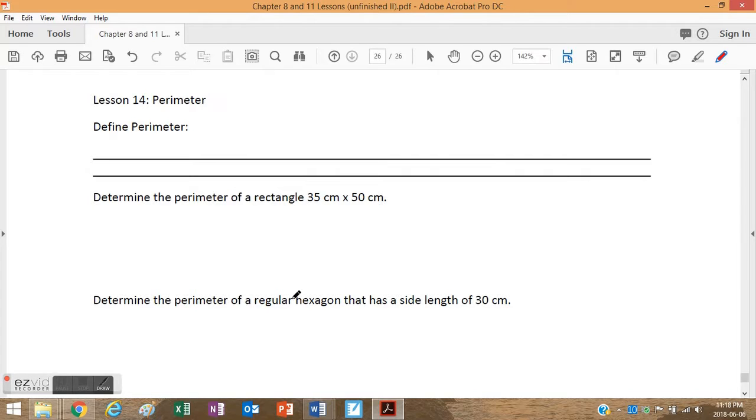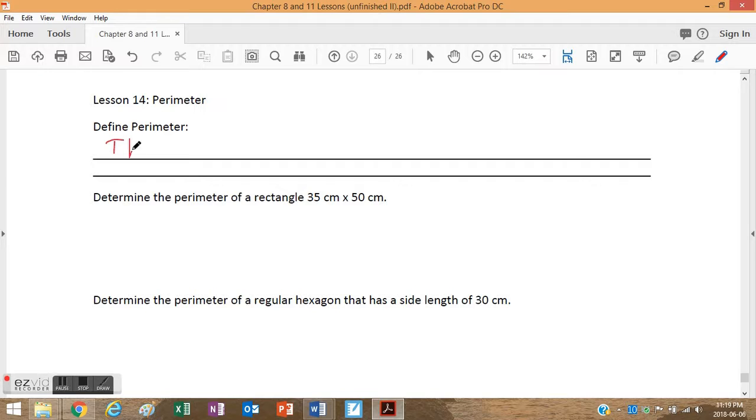And here we go with lesson 14, talking about perimeter. What is a perimeter? Well, the perimeter is the total distance around the outside of something. Okay, so write a definition.